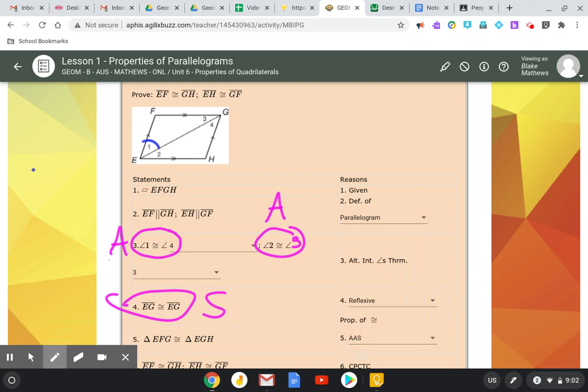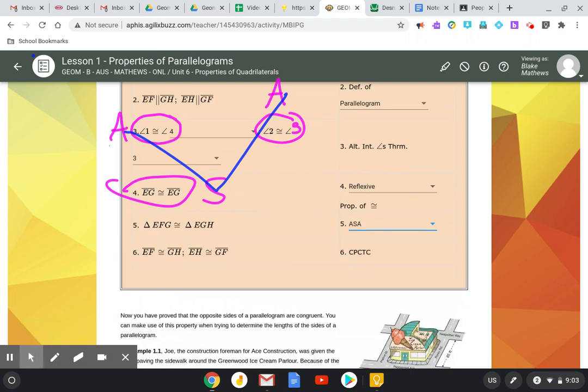Angle, side, angle. They are arranged angle, side, angle. So that means we are going to choose angle, side, angle. And then we're done with our proof.